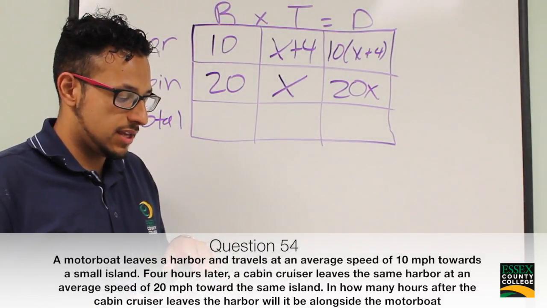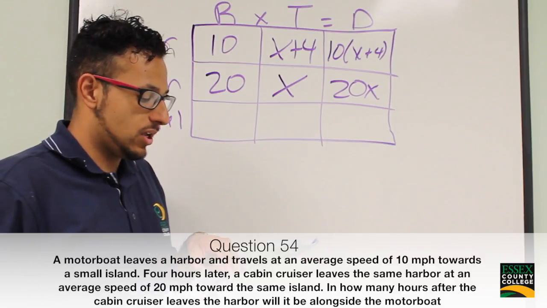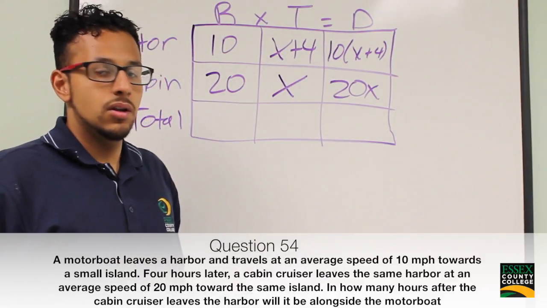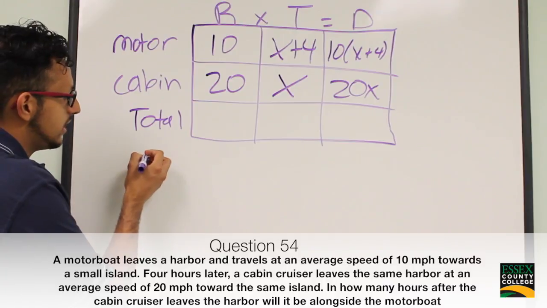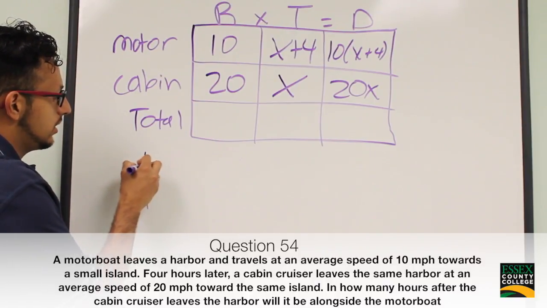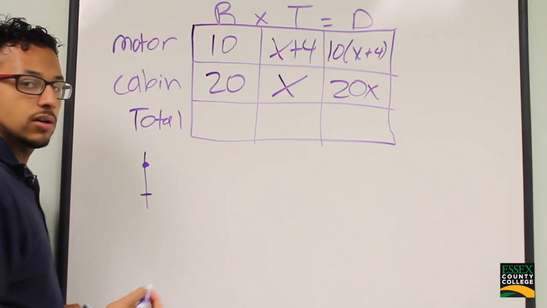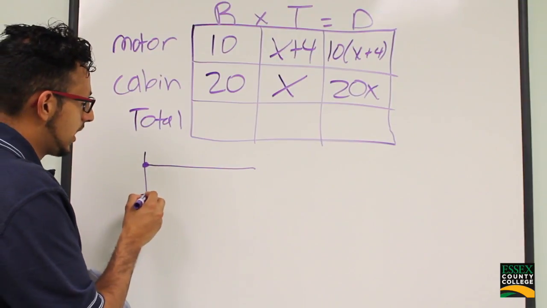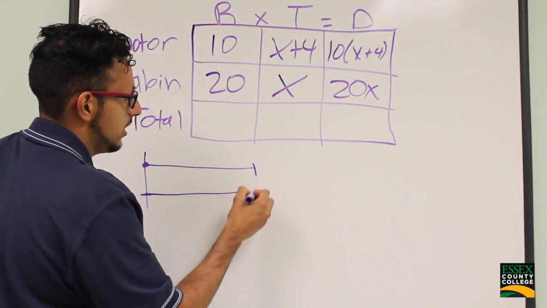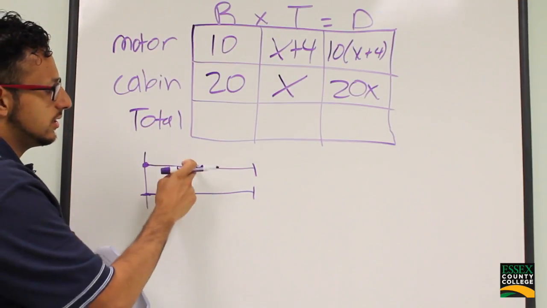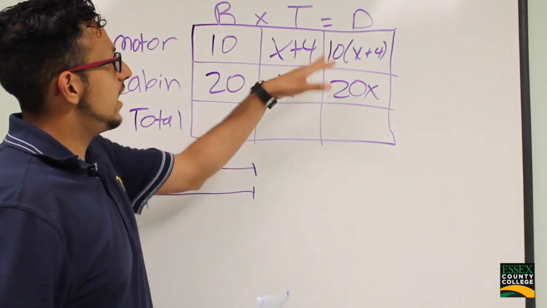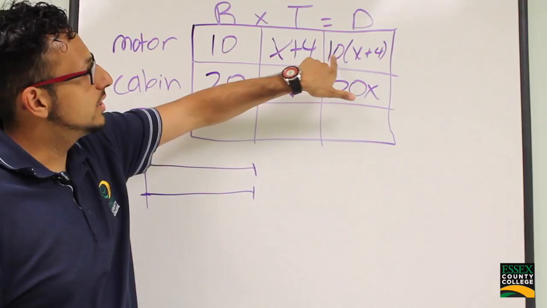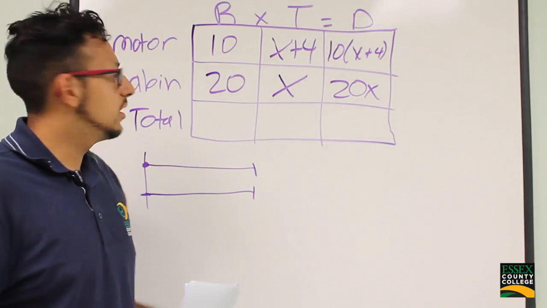The question itself says, in how many hours will the cabin cruiser be alongside the motorboat? So that means the cabin cruiser is going to catch up to the motorboat. If we think of it like this, let's say the starting point is here. This is the motorboat and here would be the cabin cruiser. They're saying he left first. In some time, the cabin cruiser is going to catch up to where he is. So the distance equals each other. In this case, we're not going to have any total distance. We're just going to have the distance of the motorboat equal the distance of the cabin cruiser.